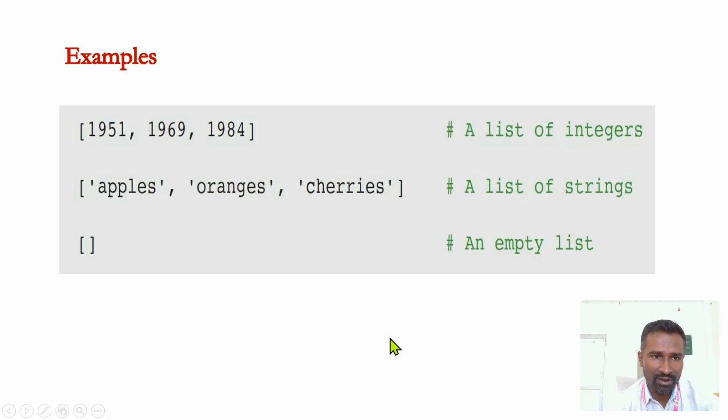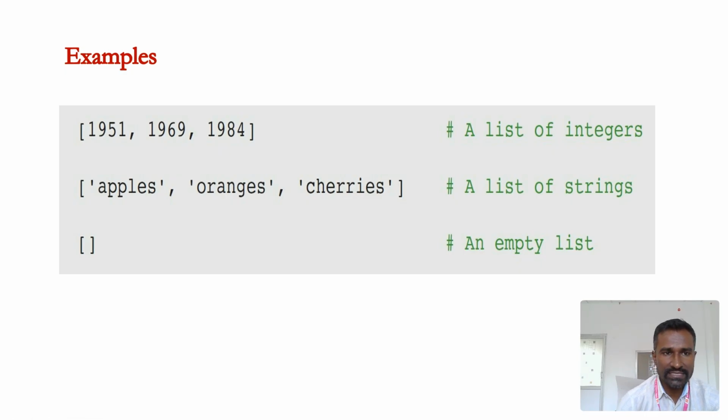This is an example of a list. First, within the square brackets I can give the item values 1951, 1969, 1984, so it is a list of integer values. Now see the second example: apples, orange, cherries. Within the quotes, apple is considered a string, so it is a list of strings. And an empty square bracket means there is no element, so it is an empty list. These are some examples of lists.